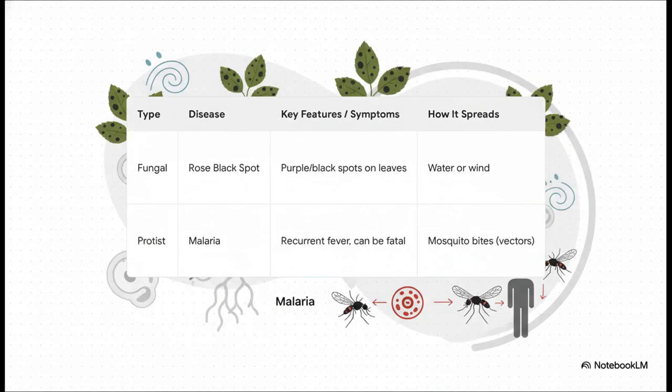And to finish our lineup, a fungus and a protist. The fungus is rose black spot, which, you guessed it, causes dark spots on rose leaves. But the one to really focus on here is malaria. It's caused by a protist, and this is important, not by the mosquito. The mosquito is just the vector. Think of it as the getaway driver. It picks up the protist from an infected person and then injects it into the next person it bites. The mosquito isn't sick, it's just the delivery service.